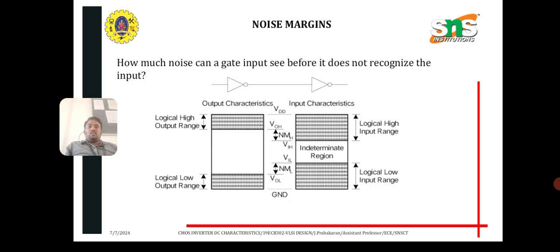Next one is noise margin. Noise margin is a crucial concept in digital electronics, especially in the design and analysis of logic circuits. It refers to the measure of a circuit's tolerance to noise or interference in the input signal before the circuit produces an incorrect output. Noise margin is the voltage or current difference between the signal levels representing logic high, which means 1, or logic low, which means 0, that ensures reliable circuit operation.